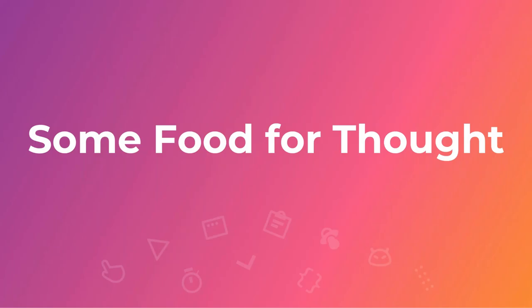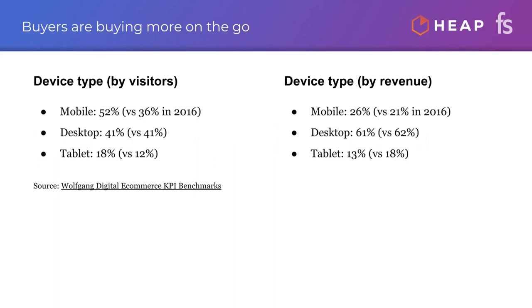So if you go to slide 10, Justin, I want to show some stats on not only where they're buying, but how they're buying, right? So the column on the left says that in 2017, mobile traffic accounted for 52% of all traffic to sites. And that, just in 2 years, had increased to 16%. But by revenue, it only accounts for half of that. 26% of all revenue on e-commerce sites is being done on mobile traffic. So the vast majority of revenue is still being spent on desktop.